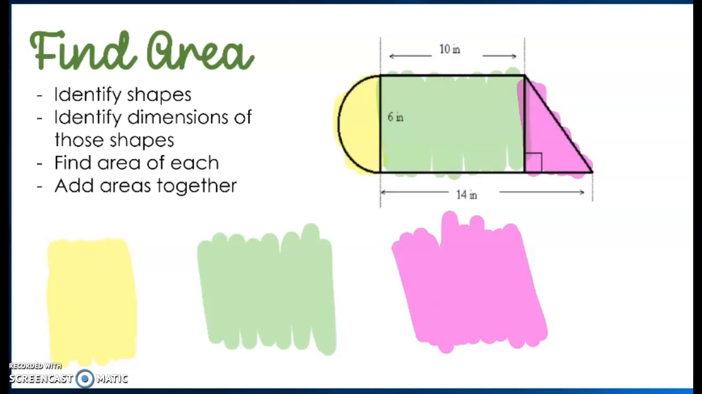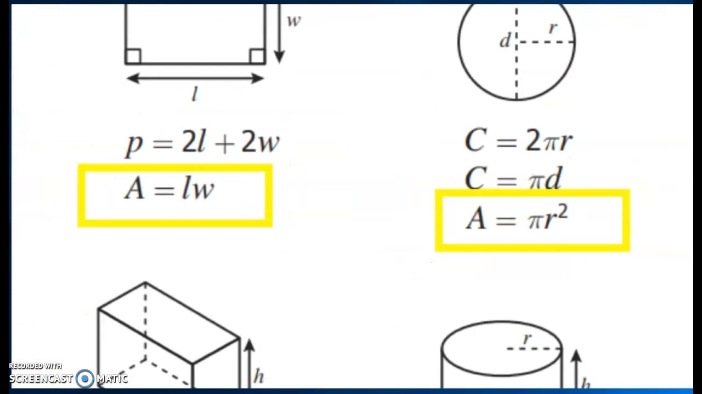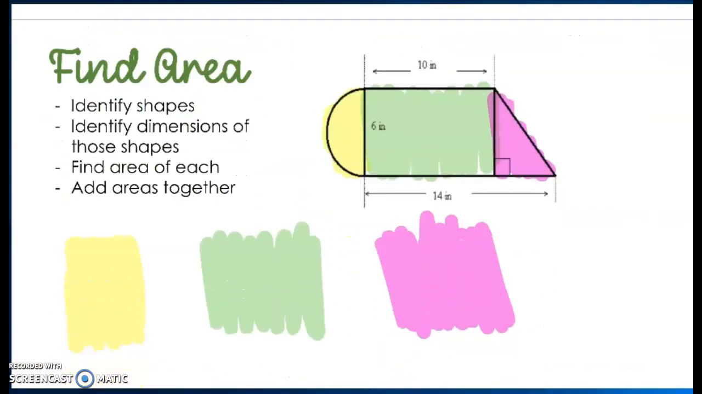semicircle. So a circle area, you can look at the formula sheet up here, is pi r squared. So that's the formula that we're going to use for this. But since it is a half circle, we have to divide it by 2. So whatever we get, we divide by 2. So the area is 3.14, so we use that for pi.